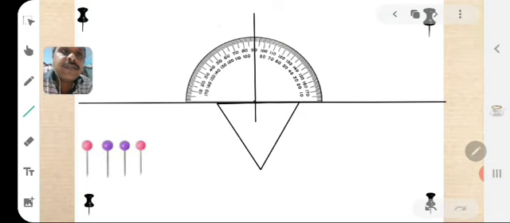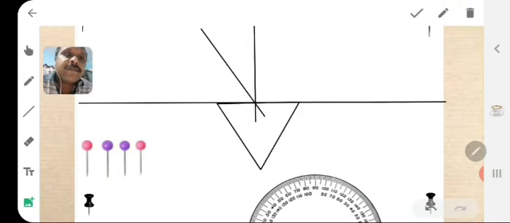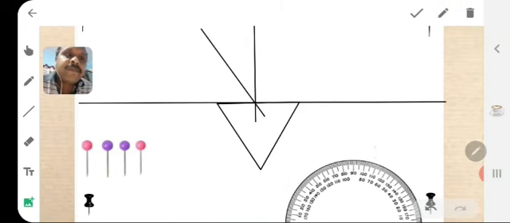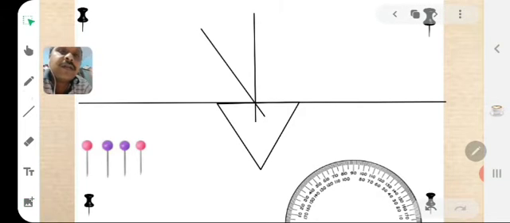So obviously you have to draw the incident ray at this position. So this is going to be the incident ray. Now once the incident ray has been drawn, we have to remove this protector, keep it aside. Now since this is a ray of light, we have to draw the arrowhead.